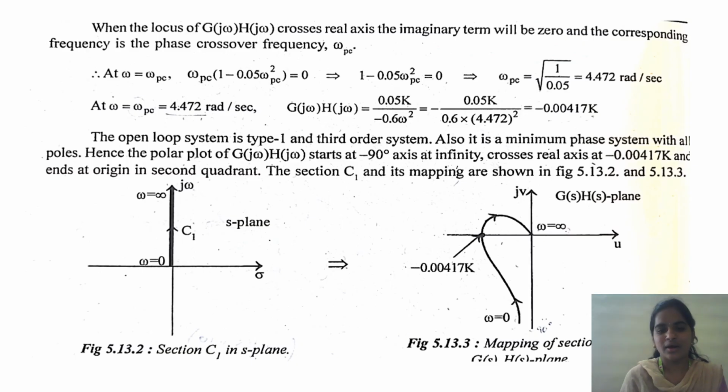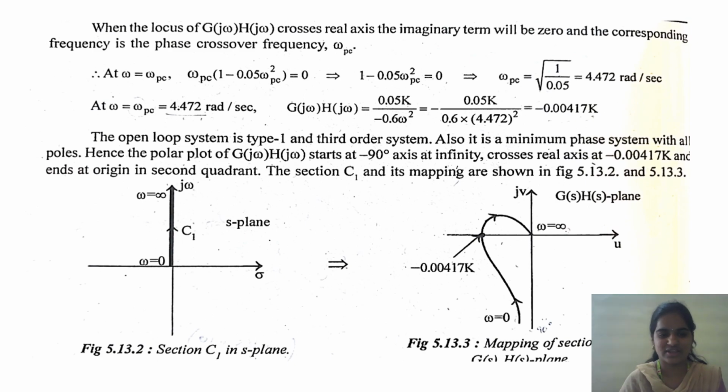Then G(j omega)H(j omega) equals 0.05 K by minus 0.6 omega square. The omega square we know earlier is 4.47. Substituting it, we will get minus 0.00417 K.